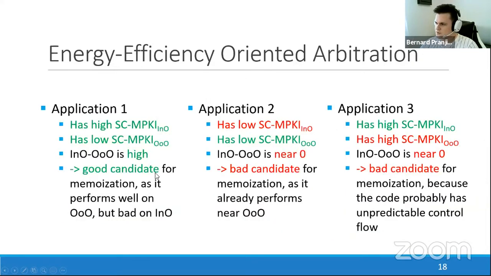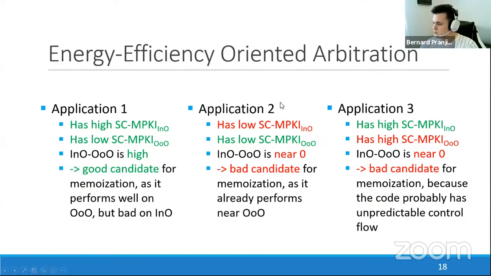Now let's look at some examples. Let's look at application one. Application one has high cache misses on the in-order core, but low cache misses on the out-of-order core. So the effect on its own is high. Therefore, it is a good candidate. If we think about it, it has a lot of cache misses on the in-order core. That means it's not as efficient on the in-order core, but it has hardly any cache misses on the out-of-order core. So therefore, it can profit from reordering the instructions. So it's a very good candidate.